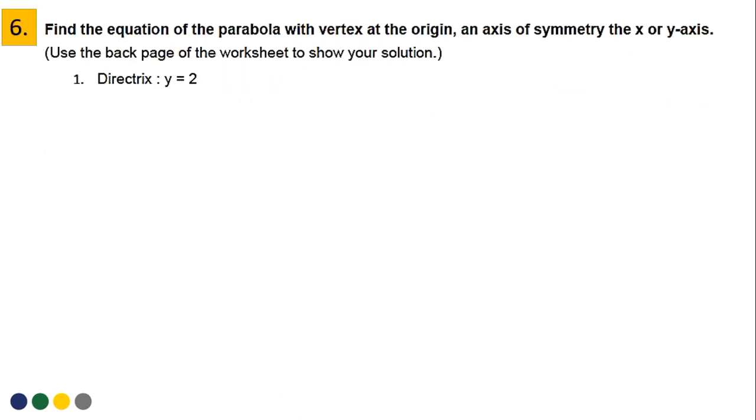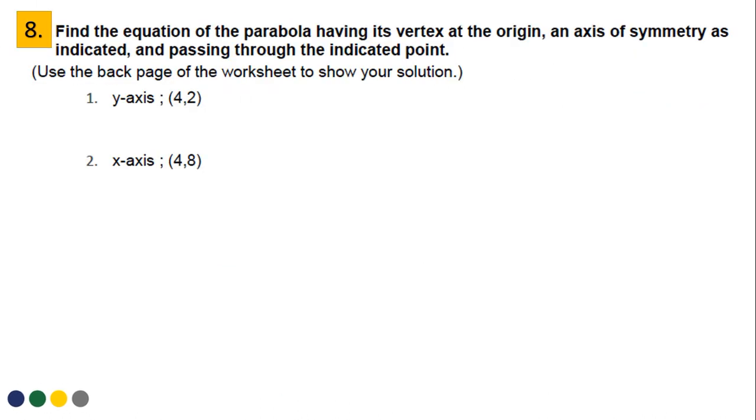Alright, so last one. Let me answer number 8. Find the equation of the parabola having its vertex at the origin, an axis of symmetry as indicated, and passing through the indicated point. This is the last example because time is up. So, y-axis and (4, 2). When the question is like this, this is how you attack it. It is the y-axis. What is the opposite of y? X. When the question is like that, use x squared is equal to 4py.